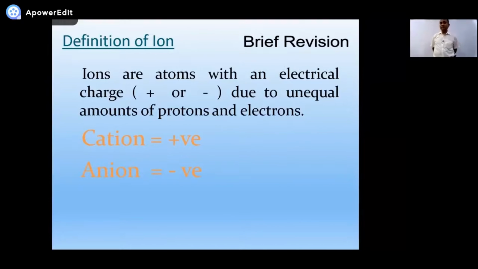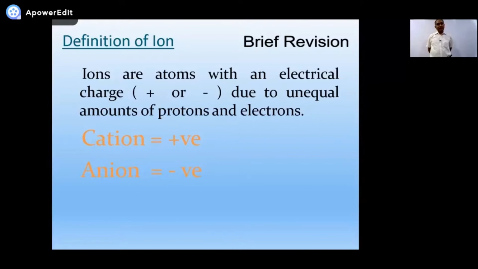Why was that charge? It is due to unequal number of protons and electrons in an atom. You know that a neutral atom, a normal atom, has equal number of protons and electrons. But if you disturb this balance, then an ion is formed. Okay?